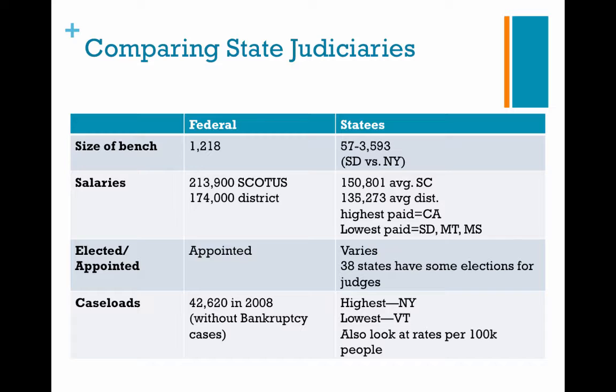So the federal bench is, according to your reading, the numbers I used for that year when I compared it to numbers from the outside. There are 1,218 federal judges and justices. The states vary in size. So South Dakota, there's 57. New York, there's about 3,500. So you can see there's a wide range of a size of how many judges are in each system.